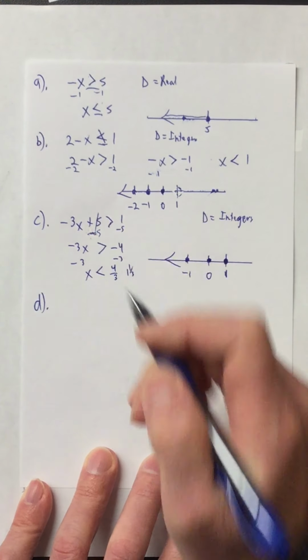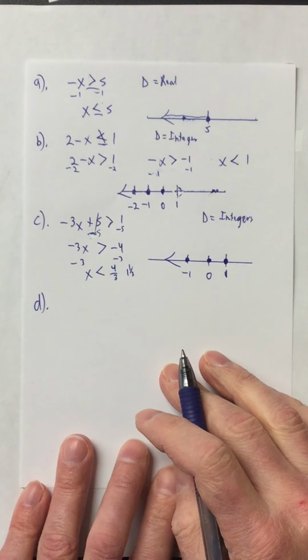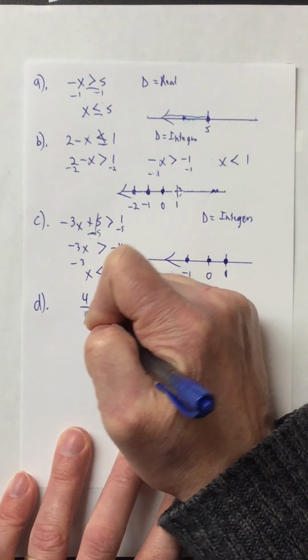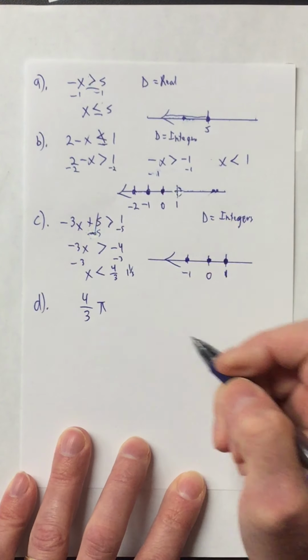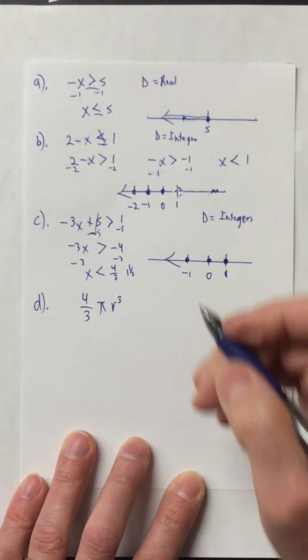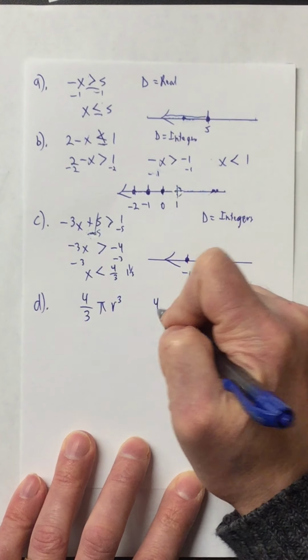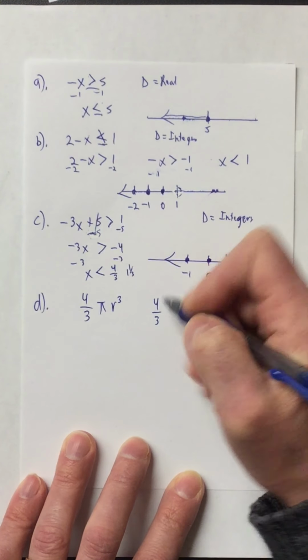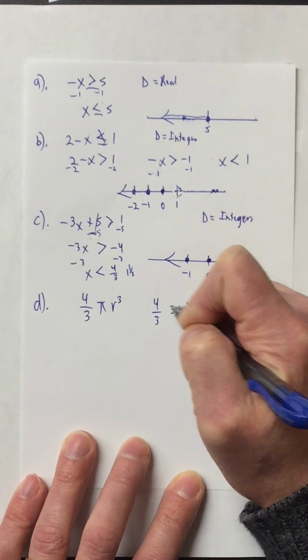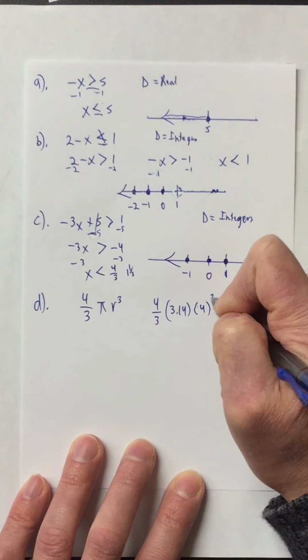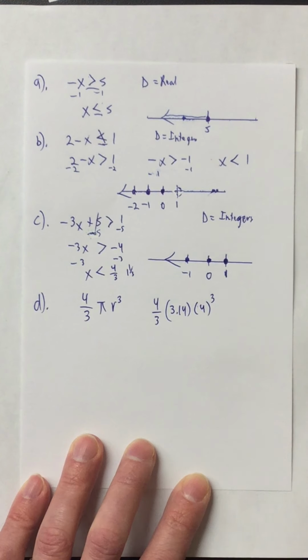Okay, practice problem D. Find the volume of a sphere whose radius is 4 inches. Well, once again, 4/3 times pi times radius cubed is my equation for volume. So I'm going to have 4 thirds times 3.14, and then it tells me my radius is 4 inches, so that is cubed there.